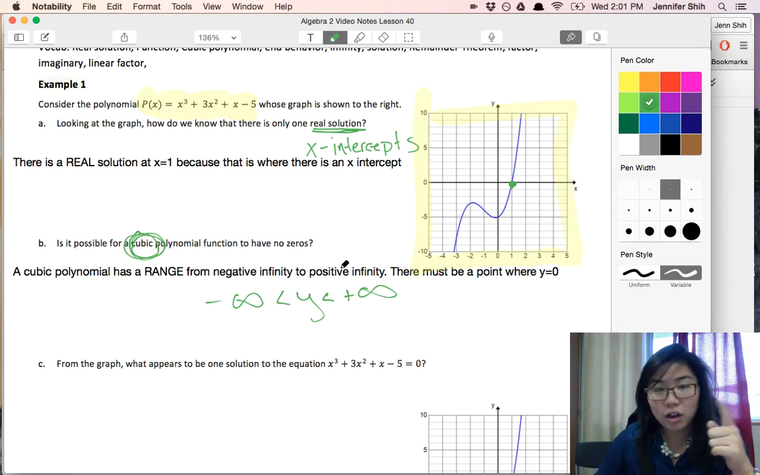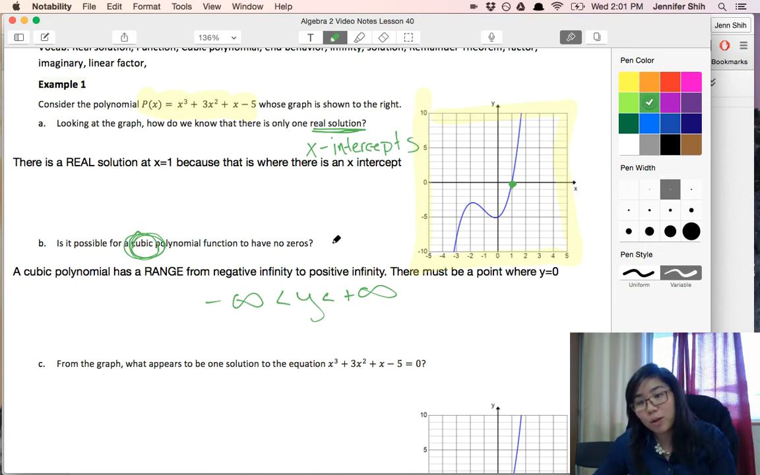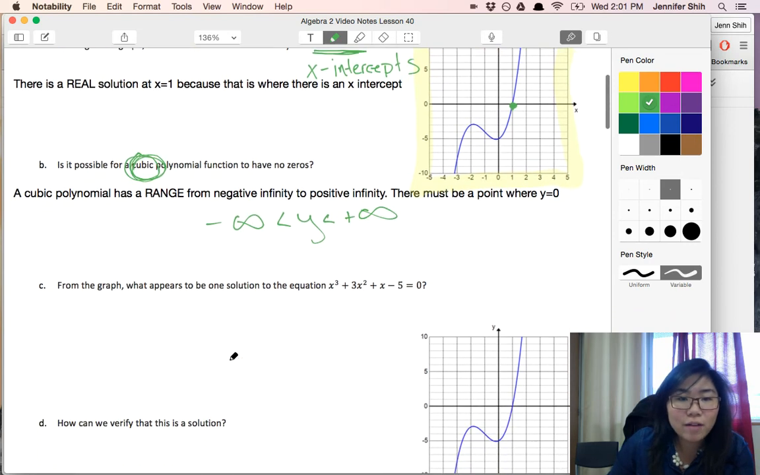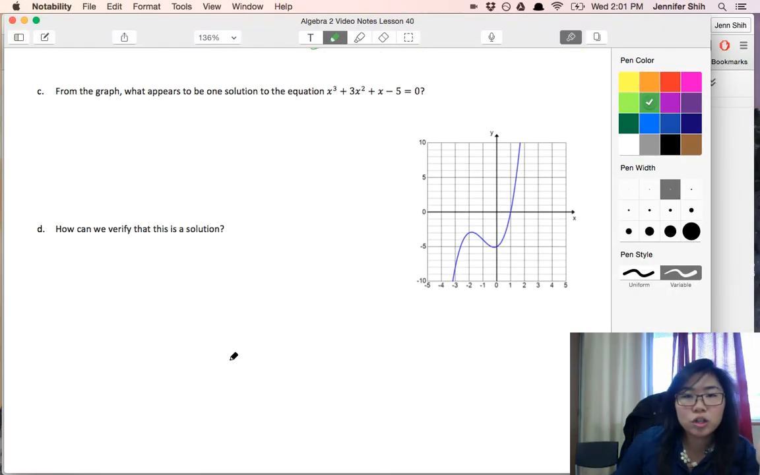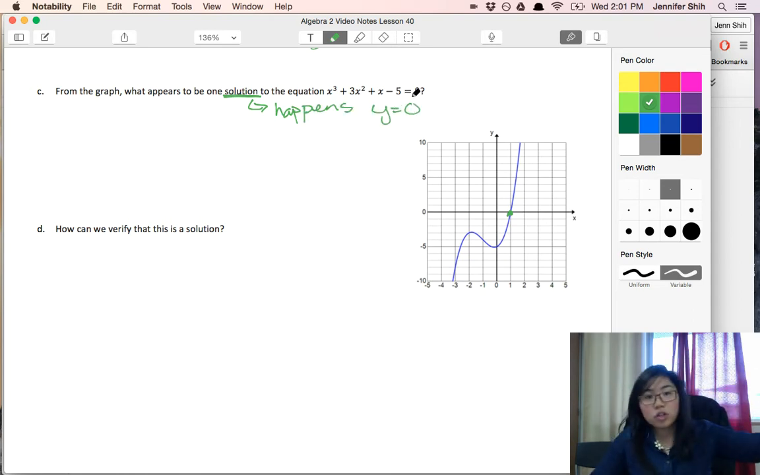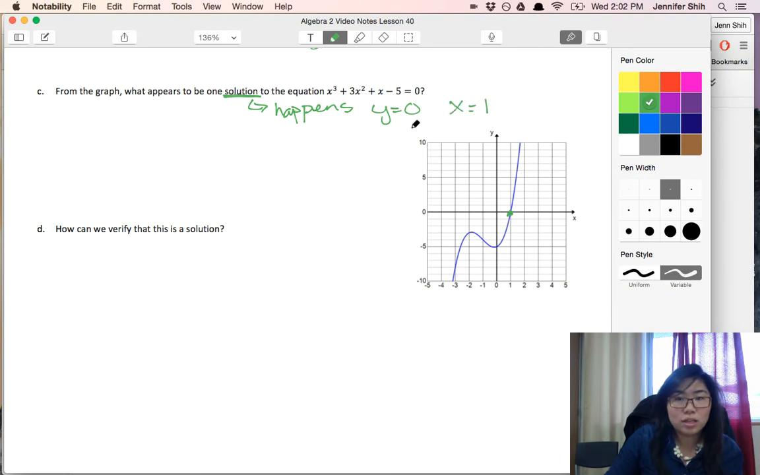And now you can think to yourself, and you can ask your teacher this, or me this, what is the most amount of times a cubic polynomial can hit the x-axis? All right, write that down when you annotate. Okay, let's move on to part C. Part C, from the graph, what appears to be one solution of the equation? Now, we know solutions happen, so let's annotate this. The solution of an equation happens when y is equal to 0. A real solution will happen when y is equal to 0, because that's where the x-intercept is. So we already said x is equal to 1 is a solution.